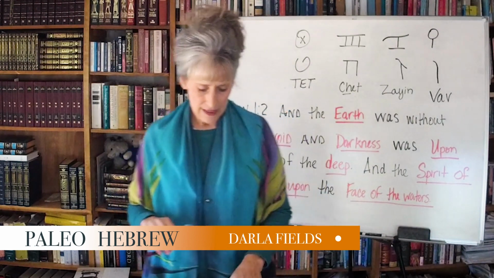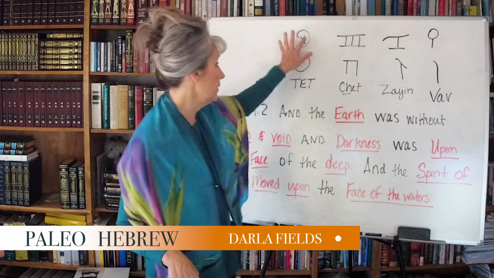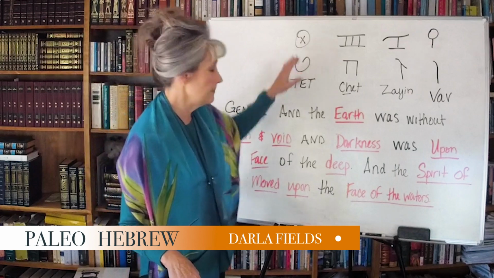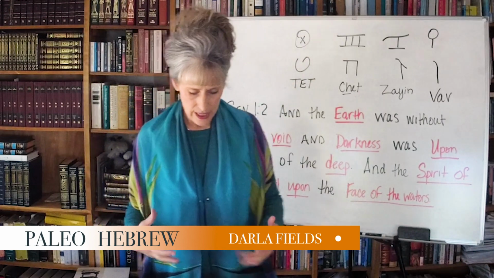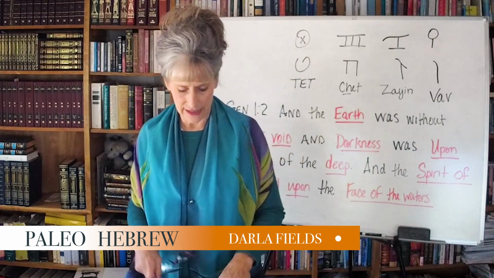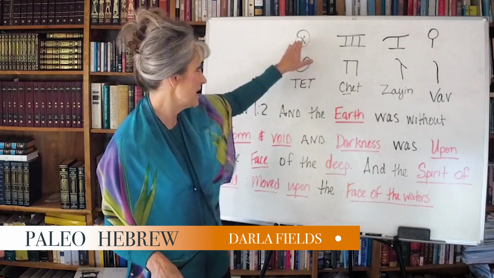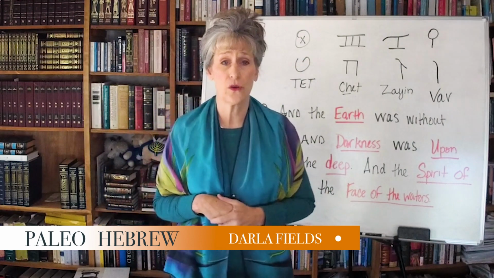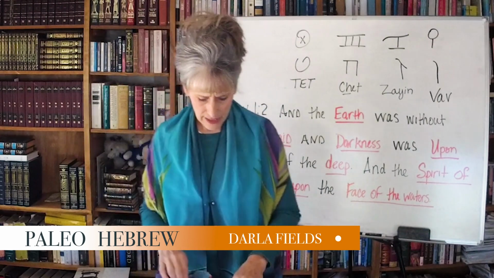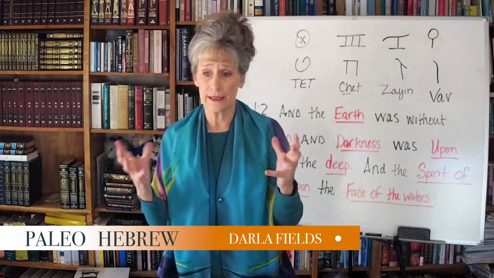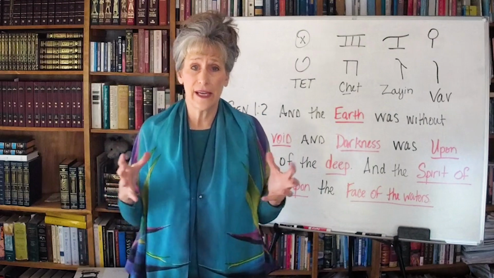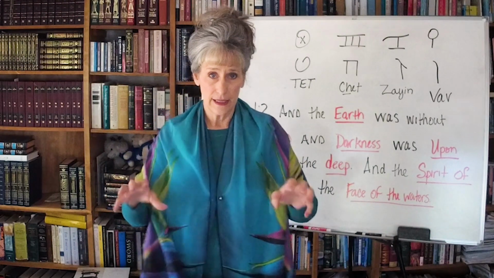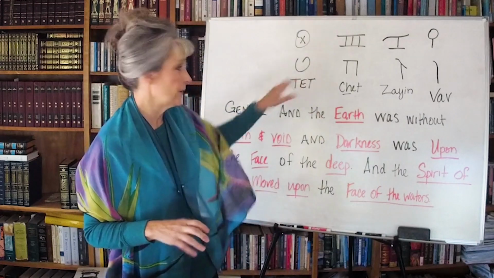Let's keep going. Tet is the next letter. It looks like X marks the spot, which it could be. Tet means to surround. It could mean a basket, or it could mean a snake is there, coiled, ready to strike. Okay? And so the concept is that something can be carried or held or surrounded by when this letter is involved.